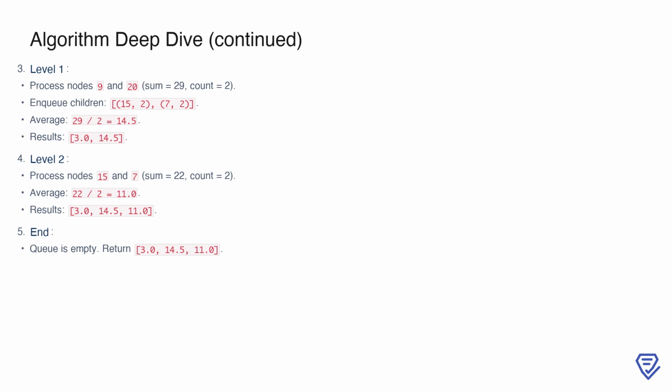Finally, at level 2, we process nodes 15 and 7. Their sum is 22, and the count is 2. The average is 22 divided by 2, or 11.0, and this is appended to the results list. At this point, the queue is empty, and the final results list, [3.0, 14.5, 11.0], is returned as the output.